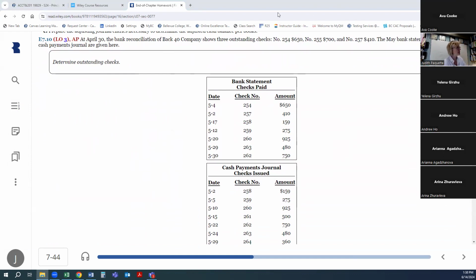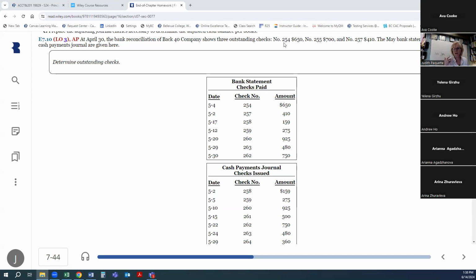So let's read the prompt. April 30, the bank reconciliation of Back 40 Company shows 3 outstanding checks. The bank statement. So something to keep in mind here is you've got the bank books, what goes through the bank, and books. And we use this term books a lot, and essentially it means the company's accounting records.